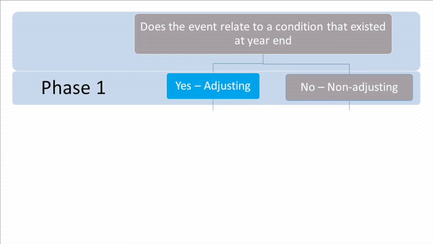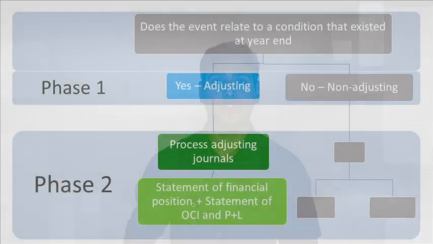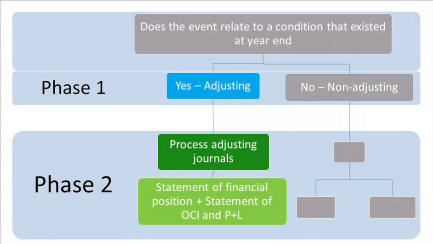Once we conclude that an event is adjusting or non-adjusting, which is phase 1, we need to decide on the appropriate accounting treatment for it. This is phase 2. If an event is an adjusting event, then in phase 2, you would simply be required to process an adjusting journal entry to account for the transactional event as if it occurred prior to year end. This means that both the statement of financial position and the statement of profit and loss and comprehensive income may need to be adjusted.